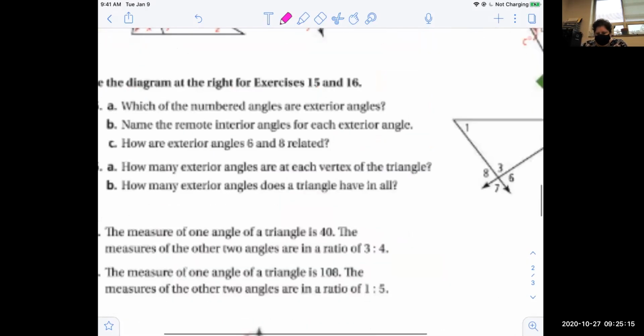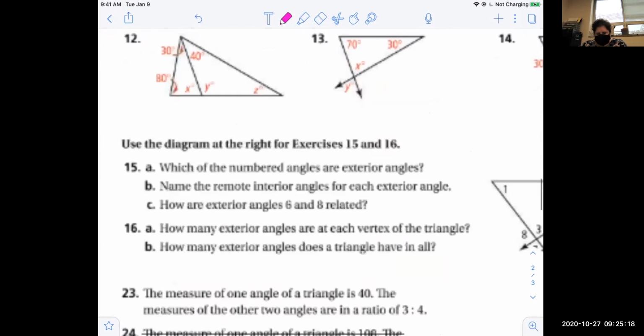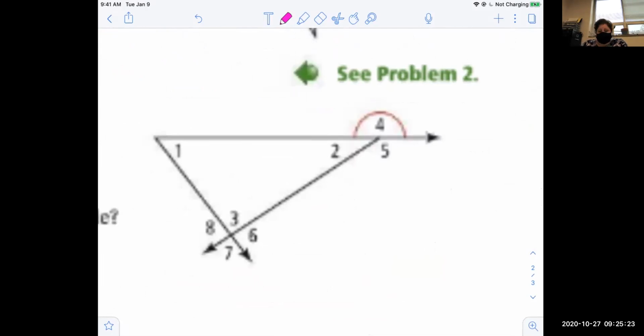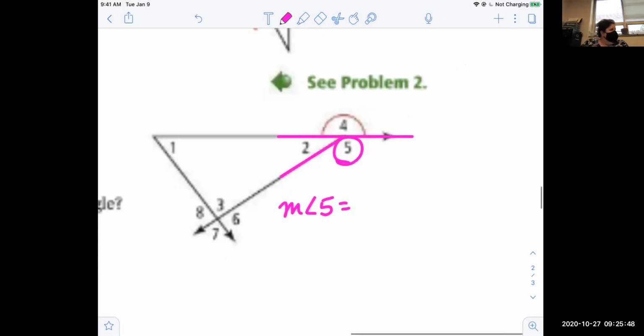Yeah, so let's go down and talk about some of these now. So number 15, which angles are exterior angles? Now, the definition of exterior angle is it's an angle that's formed by 2 sides of a triangle, one side and then an extension of another side. So that makes angle 5 an exterior angle, but angle 4 is not an exterior angle. That's only formed by extending one side. It's not touching the another side of the triangle. Okay, what's the theorem about angle 5? The measure of angle 5 would be equal to what? The exterior angle theorem. What did that say? Measure of angle 5 equals.